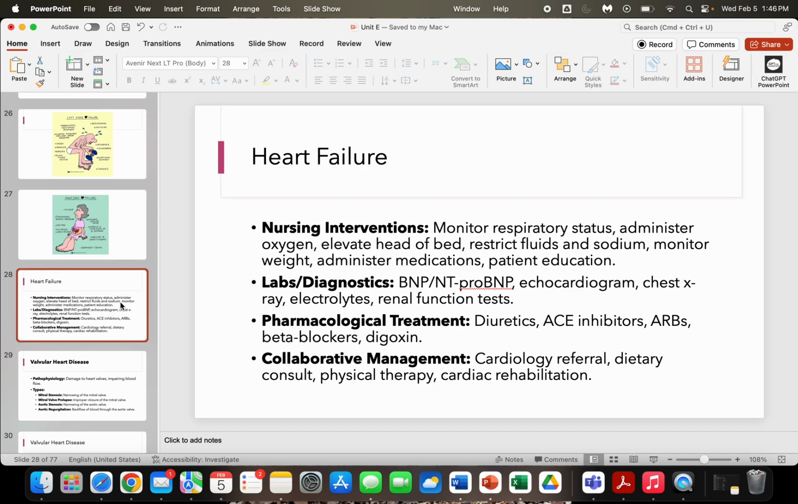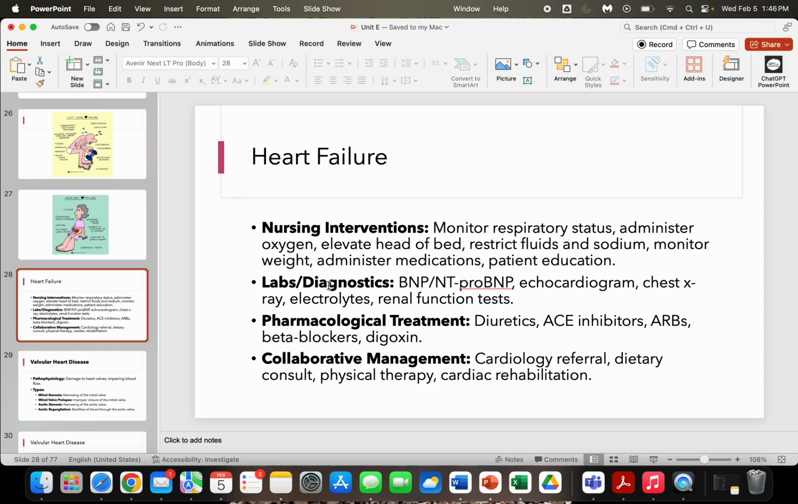Nursing interventions for both of these types of patients: respiratory status is super important, okay? Always monitor respiratory status, oxygen. In either of these, elevation of head of bed. In right-sided failure, we're likely going to be elevating the lower extremities, okay, to help offload that edema. Fluid restrictions and sodium restrictions are very important. Monitoring daily weights is very important on these patients. We'll talk about specific meds later and what they are, but obviously the medication regimens on these types of people are super important, right?